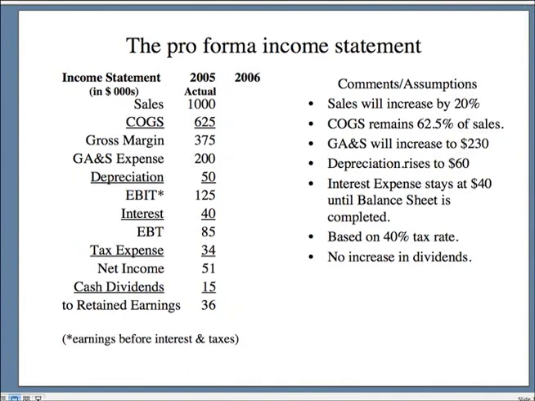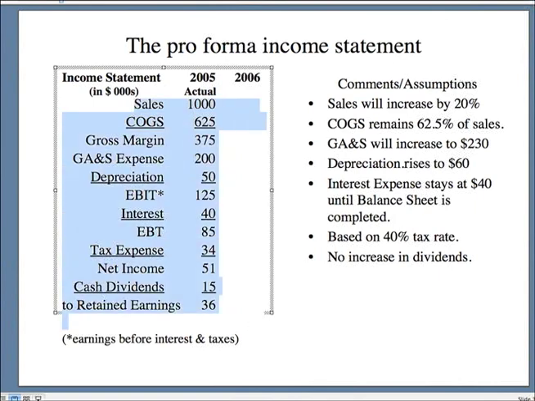The way we always begin with these pro formas is we create an income statement. That's relatively straightforward. Here's the 2005 figures. These are actual. That's what we're going to base the 2006 numbers on. So we're forecasting 2006 financial statements.